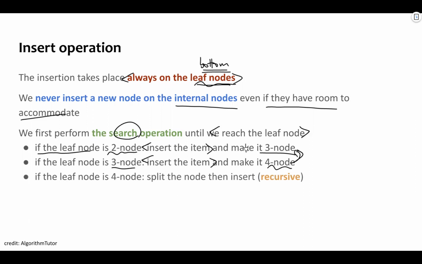And if the leaf node is 4 node, then we cannot add more items to this node. And what we are going to do is split this node and then insert. And this could be recursive. And I'm going to show you why it could be recursive in the following slides.